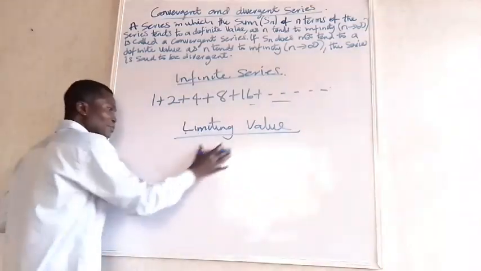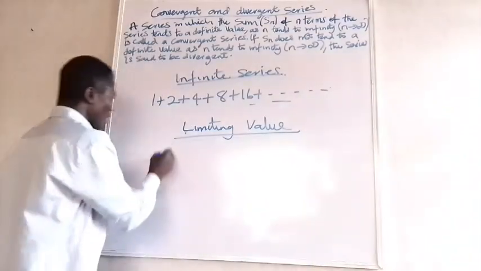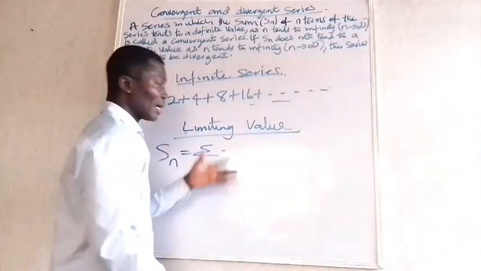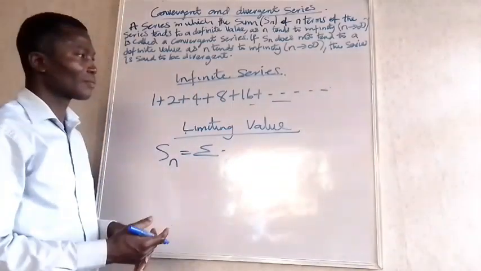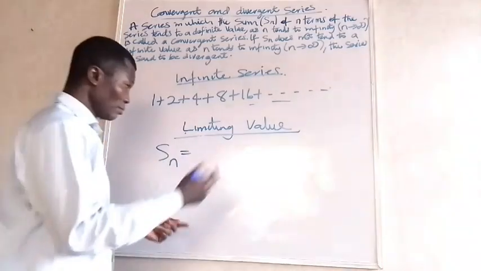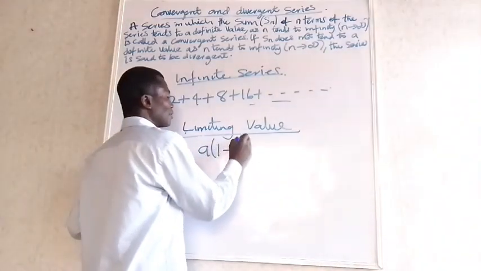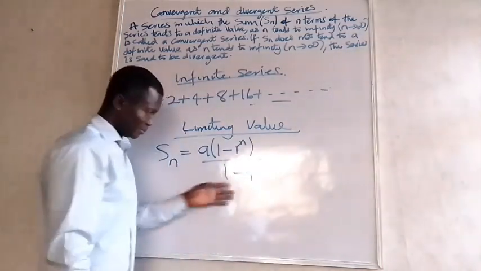So, for limiting value, the major thing we look at is if we have found the value of the sum towards infinity, and then we have a formula for Sn, e.g. for geometric series. We say this one is equal to A into 1 minus r raised by n over 1 minus r, depending on how you want to arrange it.